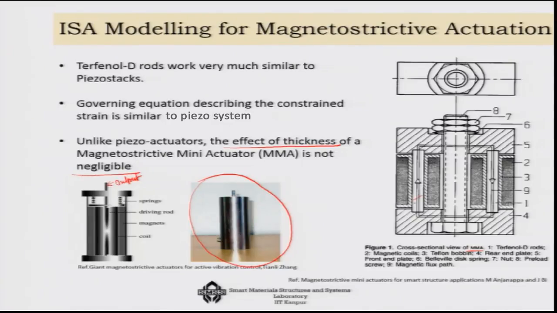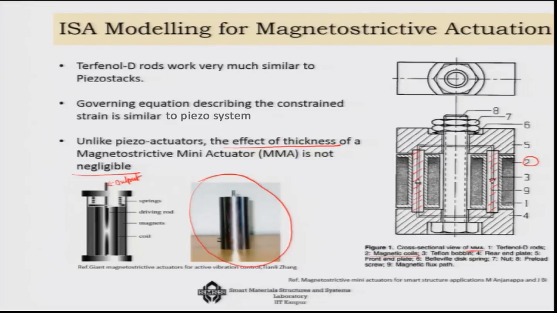For your understanding, I am just hashing it. There are two Terfenol-D rods here, as you can see. So, this is one model. Some models use one Terfenol-D rod, some use two. Naturally, if you use two, it will be small but compact and it will give you more force. Now, these Terfenol-D rods are first biased by the field. So, you are going to have both a permanent magnet as well as an electromagnet in the whole system. As you can see here, number 2 is the magnetic coil that is surrounding this system.